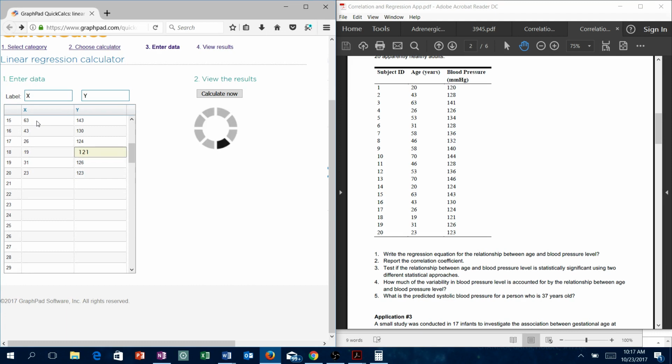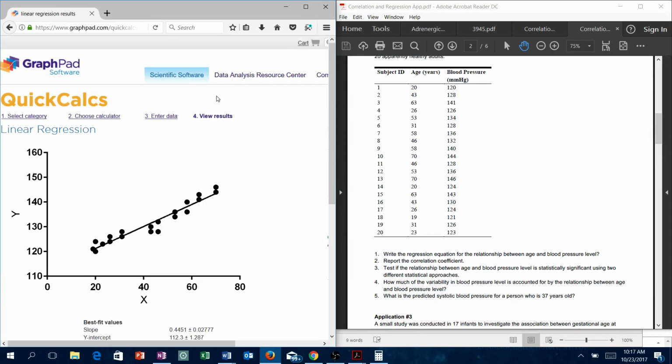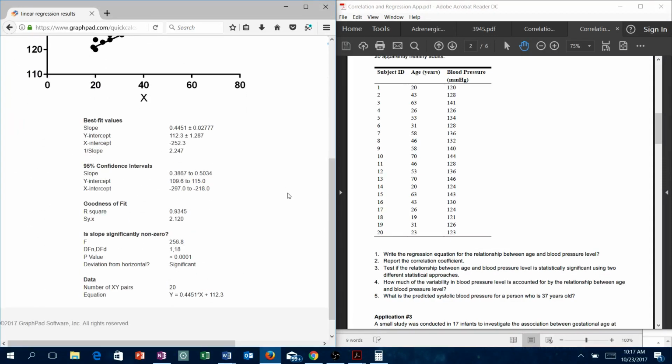Mine cleared when I went back. Just go back? Okay. I just re-entered it and hit the delete key on everything. If you go back to enter data, it clears everything out. So I don't have to go back. Did y'all enter the second one? Yeah. y equals 0.4451x plus 112.3. Yes.